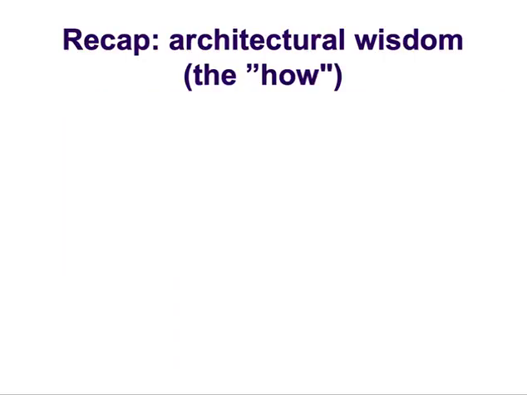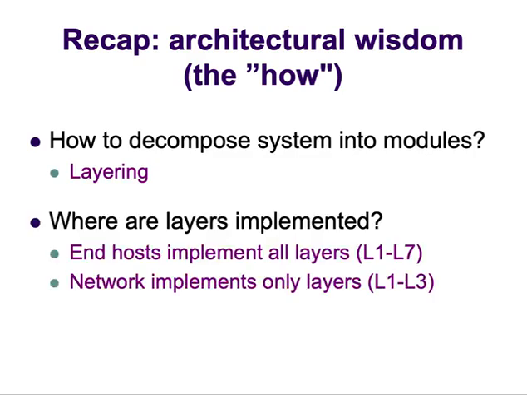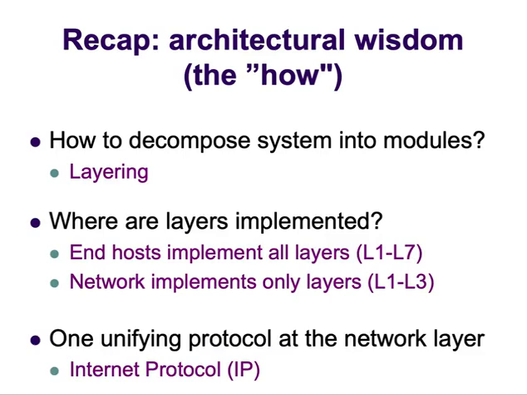You'll find the end-to-end principle is referenced constantly when we talk about slightly more complicated distributed systems. And so with that, just to recap this portion, the top-down view of how the internet works, the key parts you should remember on the how: how do you decompose a system into modules? Our answer was layering, and strict layering in particular. Where are these layers implemented? We had this partitioning between end hosts and the network. And crucially, we had this one unifying protocol, IP. That's what stitches together these different networks.